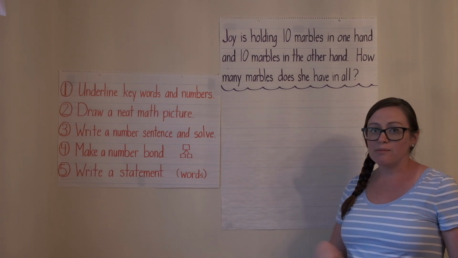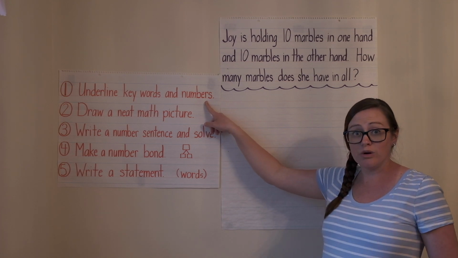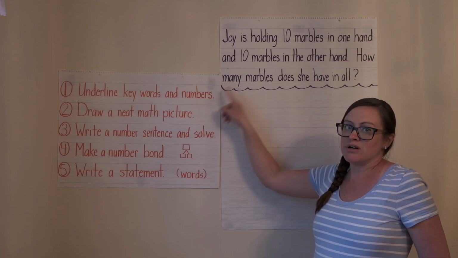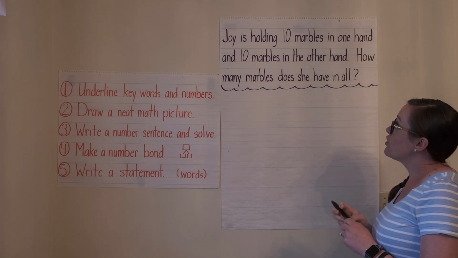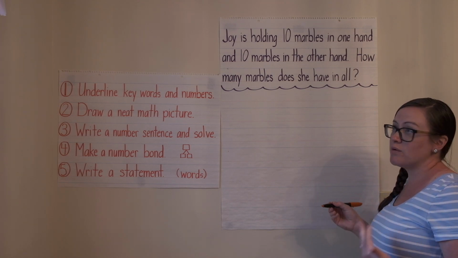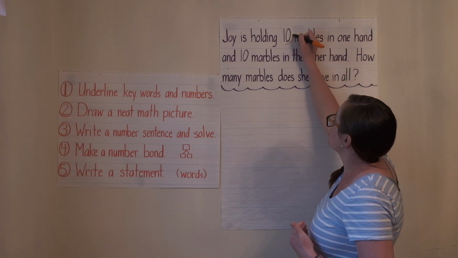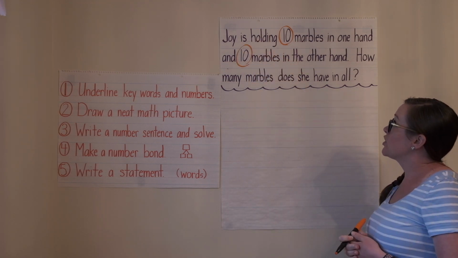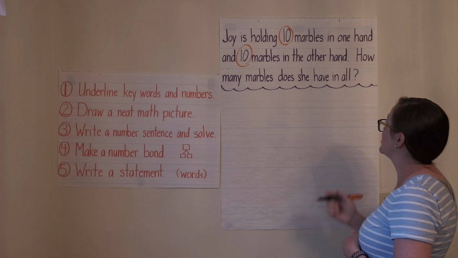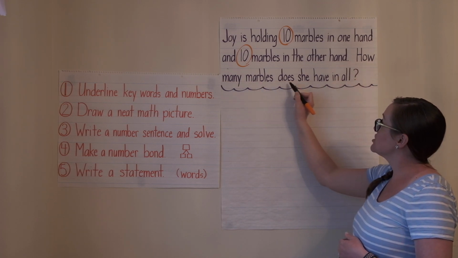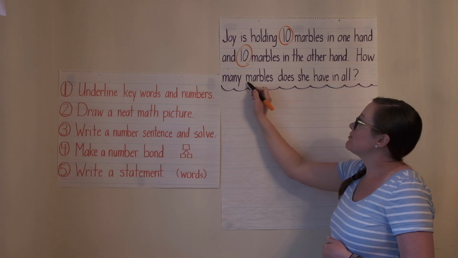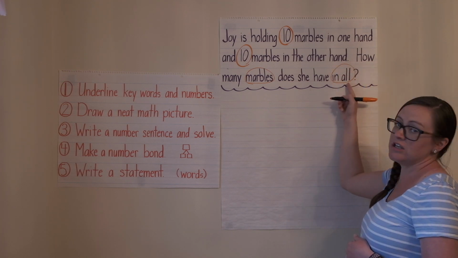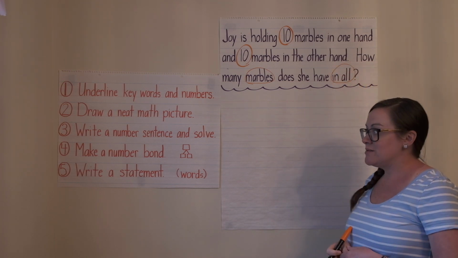So once we've read the problem, the first thing we want to focus on are keywords. So you want to underline or circle any keywords and numbers in the story. So the first thing we want to do is look for numbers, and the kids always know to go through and just circle any numbers that they see. The next thing is the question. We usually focus on the question. How many marbles does she have in all? So we might circle marbles and the words in all. Those are keywords for what our operation is going to be.